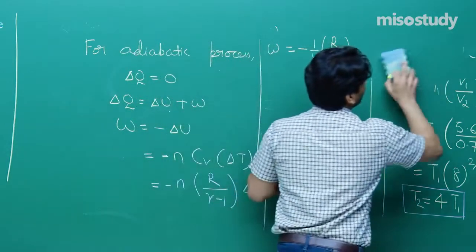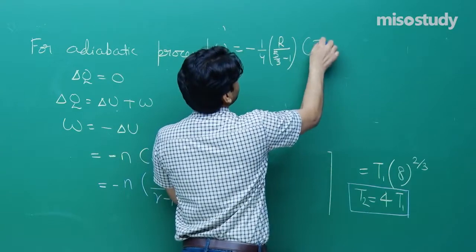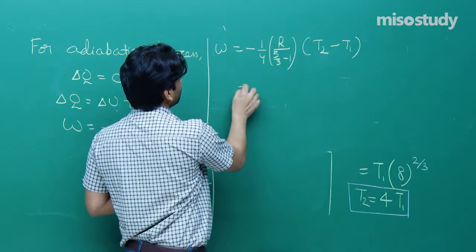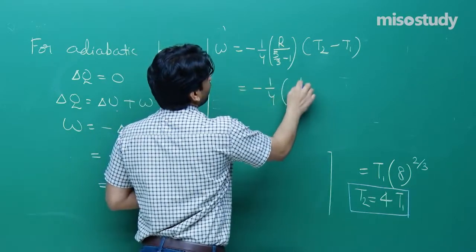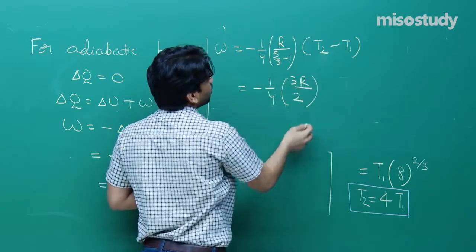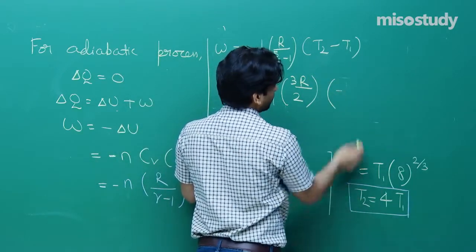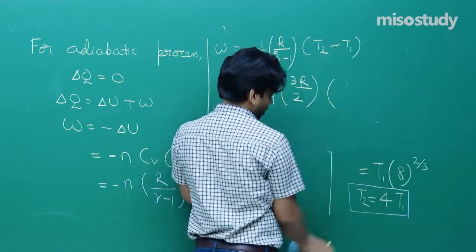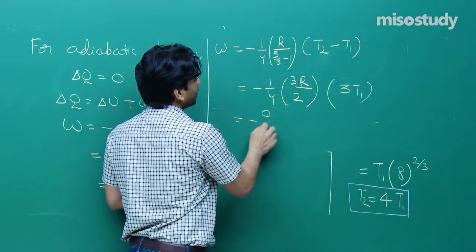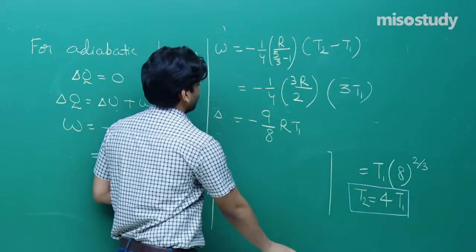So let me rub this part, we have already used this. Into T2 minus T1. T2 is actually 4T1, that is what we have reached. So finally we are going to get minus 1 by 4 R, and this will give us 5 by 3 minus 1, so 2 by 3. So this will become 3R by 2, and T2 minus T1 will give us 4T1 minus T1. This will give us 3T1. So I am writing directly 3T1. Now easily you can evaluate it, minus 9 by 8 RT1. This is the value of W, the work done.